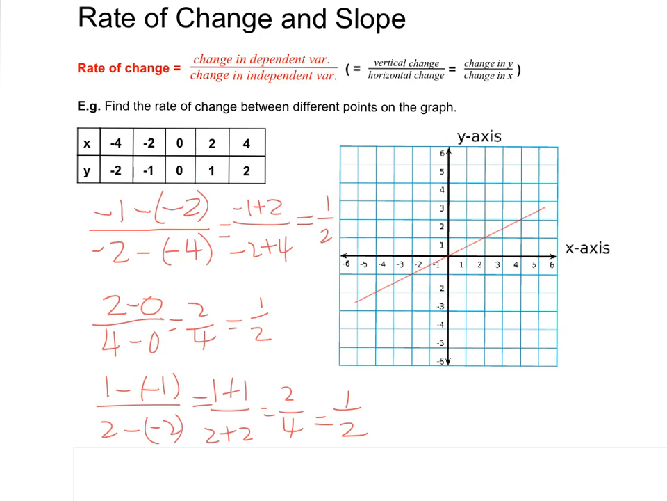So do you notice that in this graph, which is a line, the rate of change is constant. And you shouldn't be too surprised about that because remember, this is also a proportional relationship. And in that, the ratio of y to x is always constant.